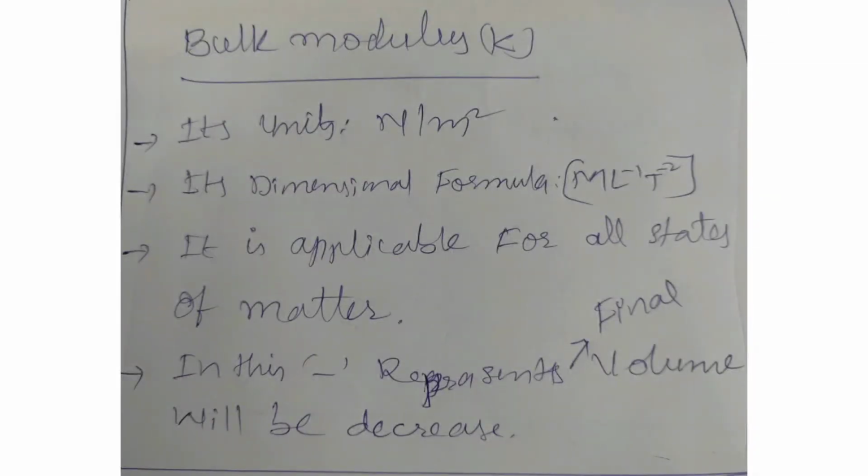Generally, bulk modulus is more for solids and less for gases. Hence, we can give the order: bulk modulus of solids is greater than bulk modulus of liquids, which is greater than bulk modulus of gases. It's an important one. Next, rigidity modulus.